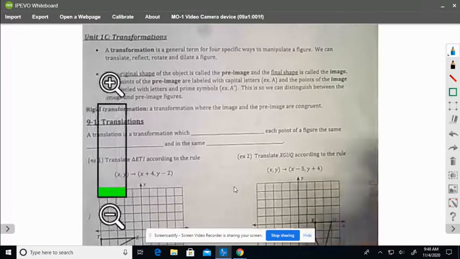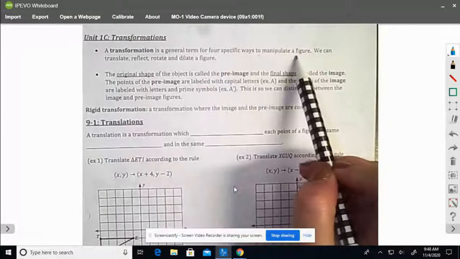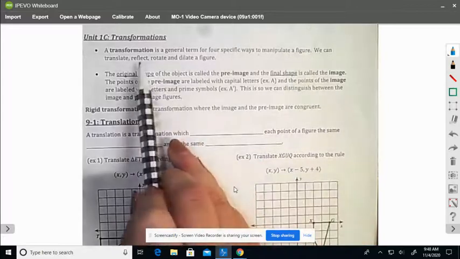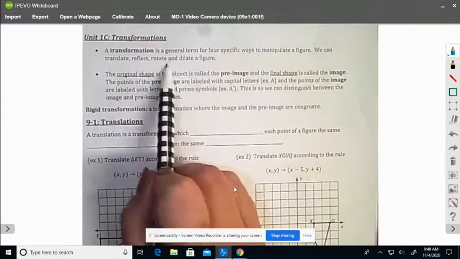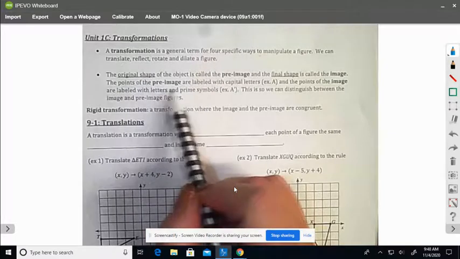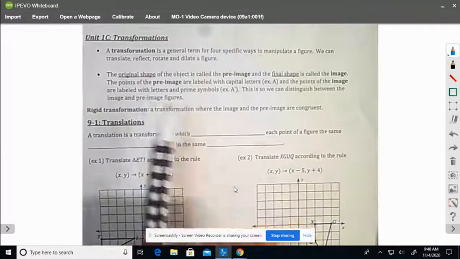A transformation is a general term for 4 specific ways to manipulate a figure. We can translate, reflect, rotate, and dilate a figure. So those are the 4 things we're going to be talking about in this unit.